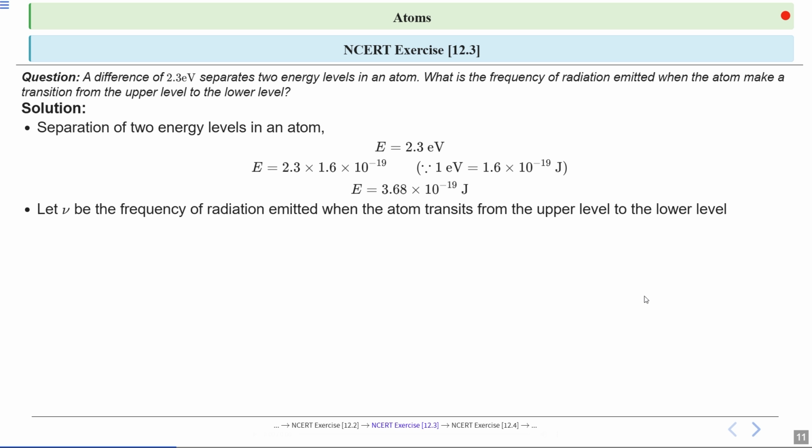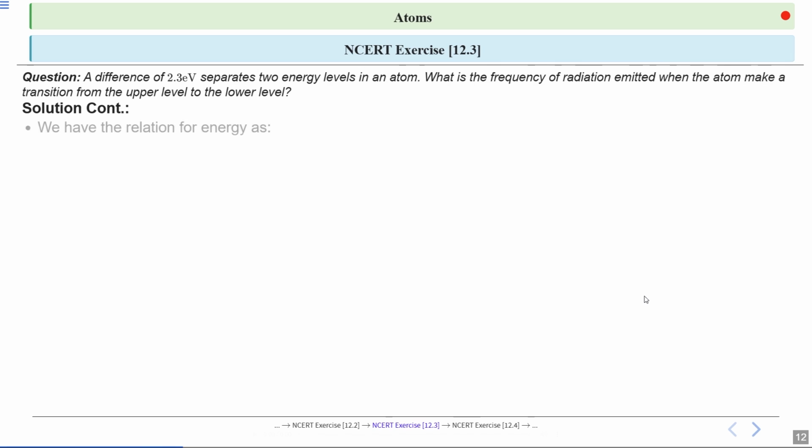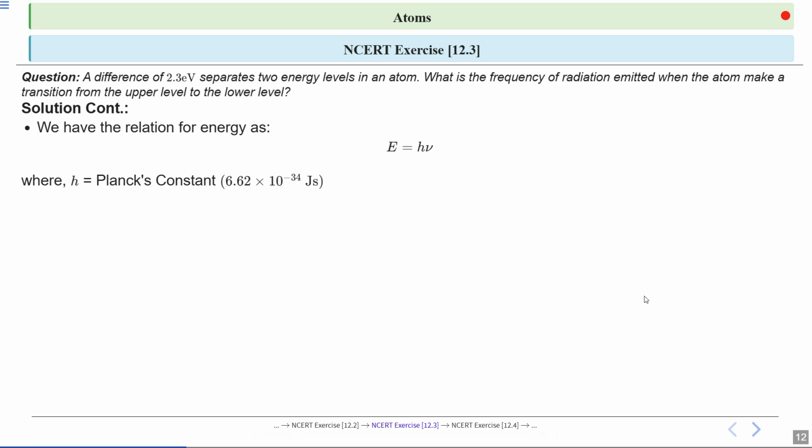Okay, next, the frequency of the emitted radiation. We will use the symbol nu, which stands for frequency and is measured in hertz. The frequency tells us how many wave cycles are emitted per second. To solve this, let's recall the basic relationship between the energy of a photon and its frequency. The energy of the emitted radiation is directly related to its frequency. We'll use the formula E equal to h nu, where E is energy, h is Planck's constant and nu is the frequency.